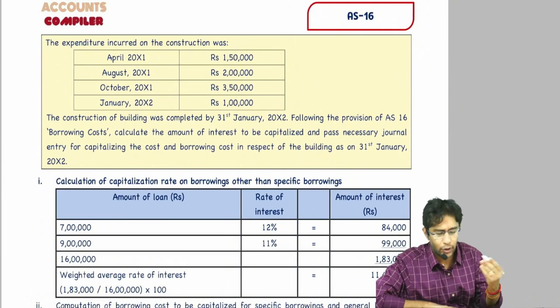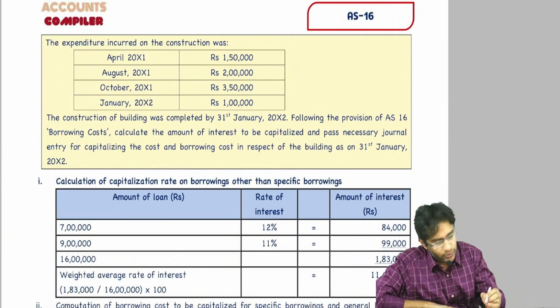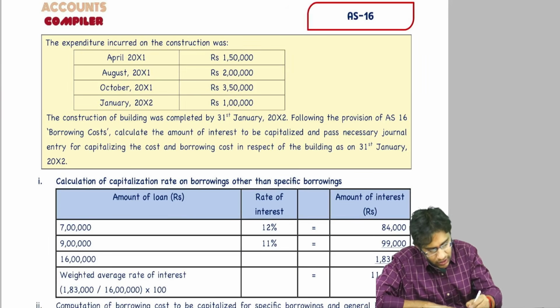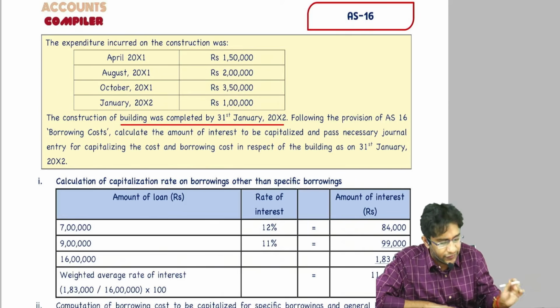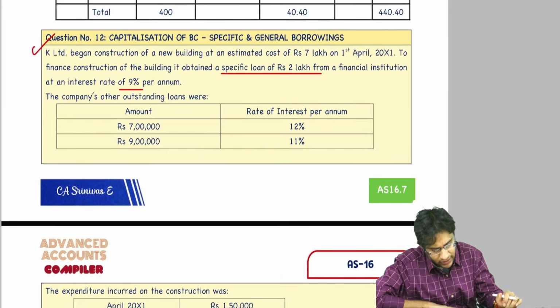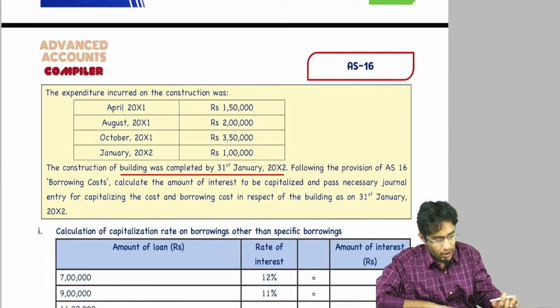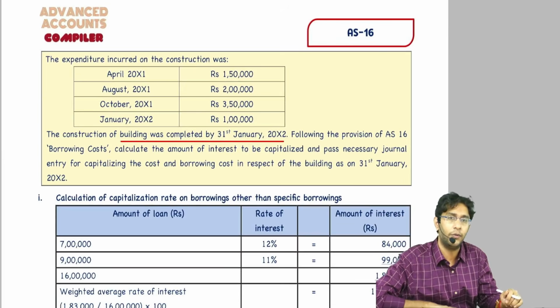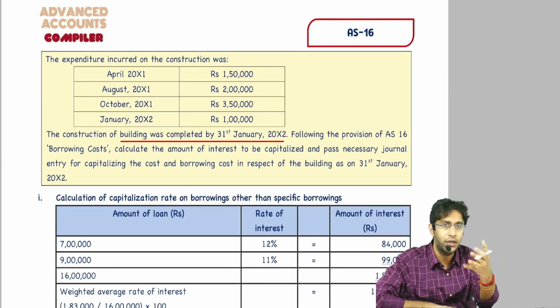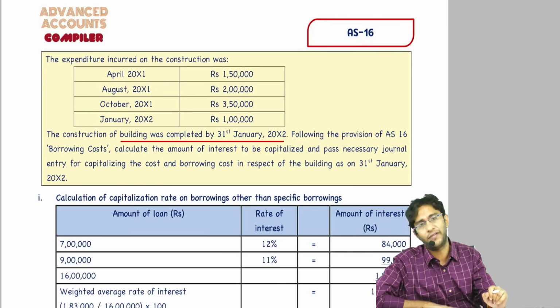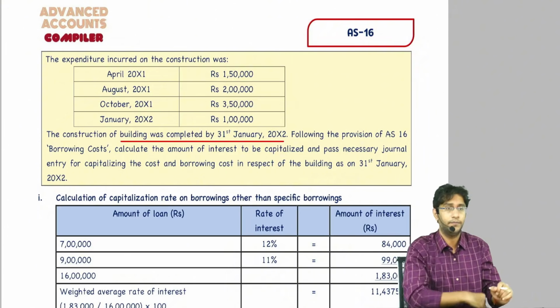Similarly, just similar to the previous sum, expenditure incurred on construction was in four installments. The difference from the previous sum is this one, sir. The construction of the building was completed by 31st of January. Your current year started when? 1st April 20x1 when you borrowed money. And the building got completed on 31st of January. So up to 31st March, it was not there. In the 10th month the building got completed. February and March interest you cannot capitalize also. Cessation of capitalization will happen on 31st of January.